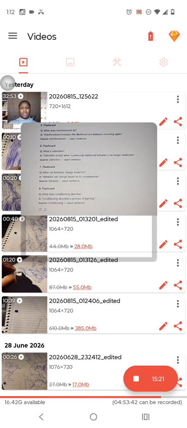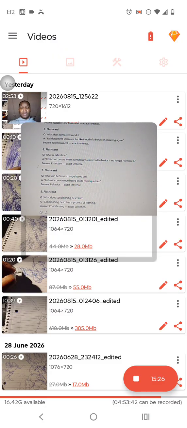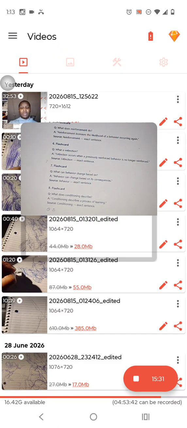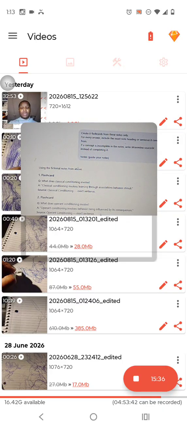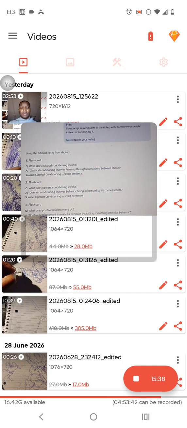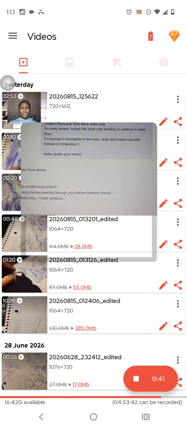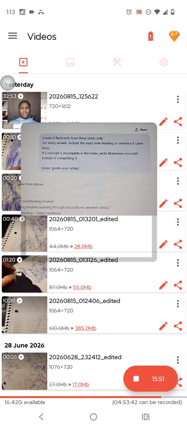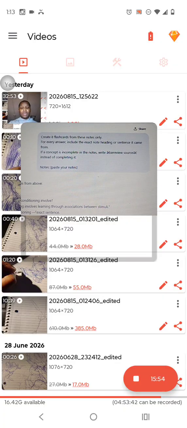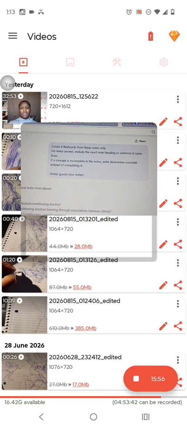Flashcard 8 is, what does conditioning describe? The answer is, conditioning describes a process of learning, and the source is conditioning, an exact sentence. Now, what this did, again, it created 8 flashcards, and for every answer, it included the exact note heading or sentence it came from. If a concept is incomplete in the notes, it would write source instead of completing it. It didn't do that, so I didn't actually leave one empty.